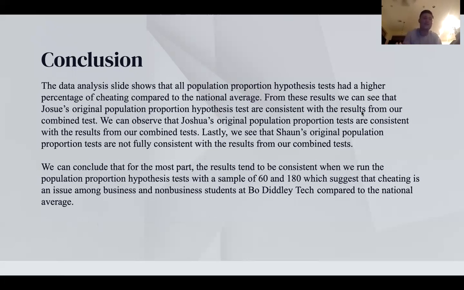So concluding all that, the tests tend to be consistent with what we ran in the proportion hypothesis test, even if it's a sample of 60 compared to 180, which suggests that cheating is a really big issue among the business and non-business students at Bo Diddley Tech compared to the national average.